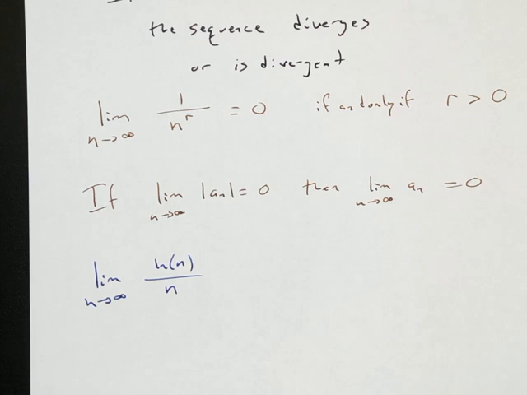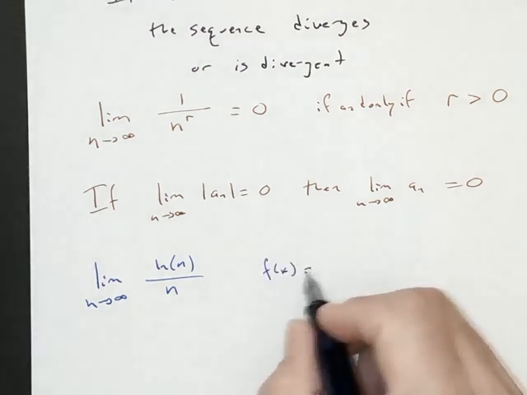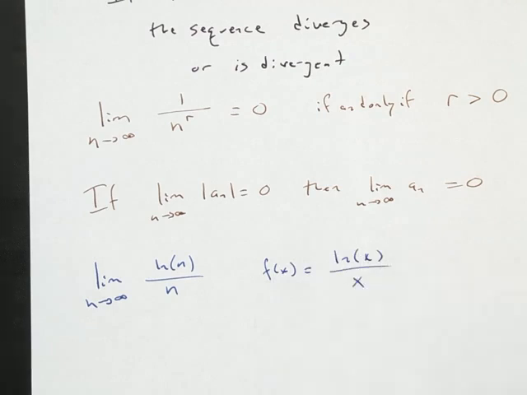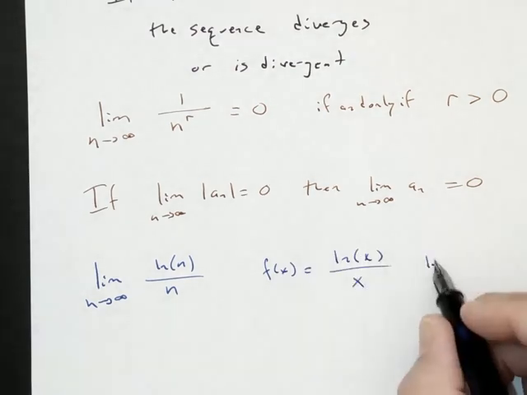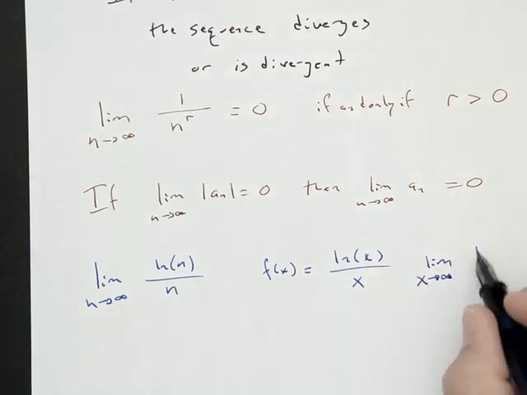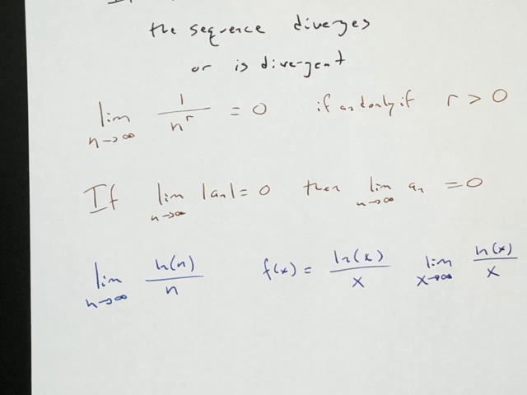I want to look at the sequence ln of n over n. It's not intuitively obvious what's going on here at the beginning, but I know that as soon as n is bigger than 0, this is well defined. And I can replace the n's with an x. So let's do that, and let's look at the function ln of x over x. And I can ask the same question. What is the limit as x goes to infinity of ln of x over x?